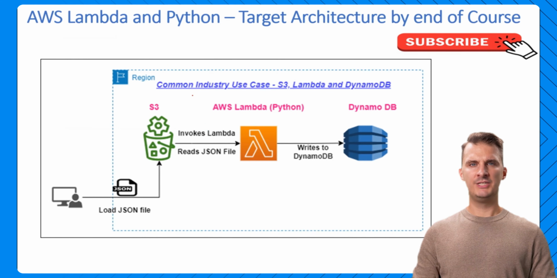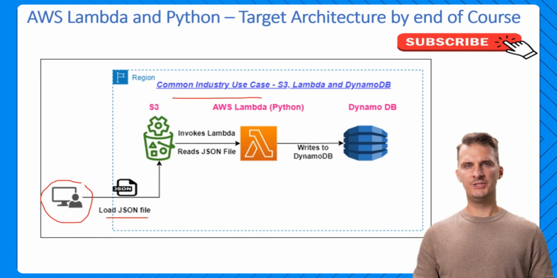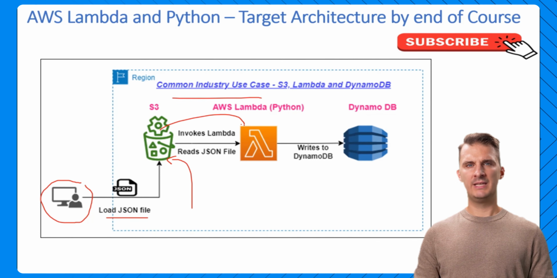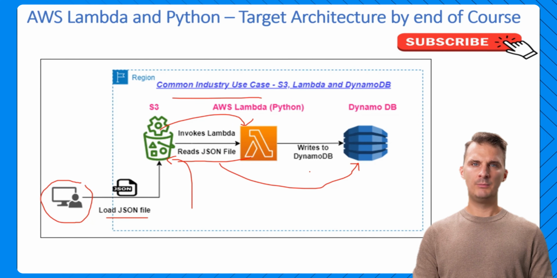It's a very common industry use case where a user at a retail store or bank enters some details that are loaded as a JSON file to S3. Once this is loaded to S3, there's an event notification which triggers the Lambda function. It reads the JSON file from this S3 object and then writes to DynamoDB. So this is what we are going to try and accomplish in this course.